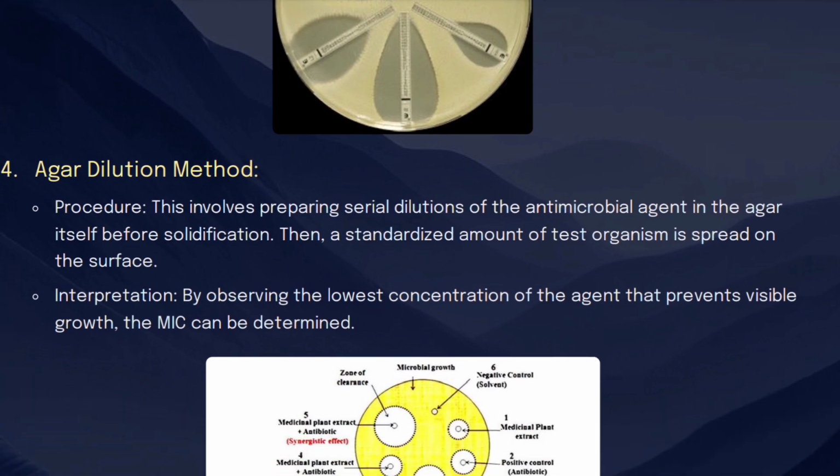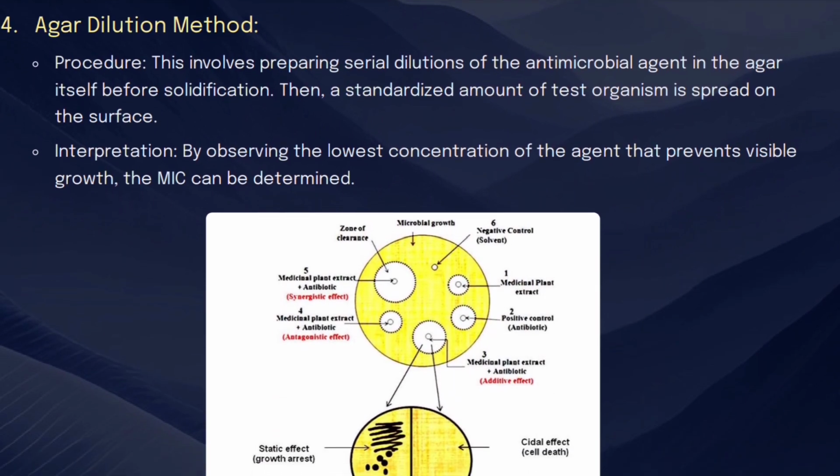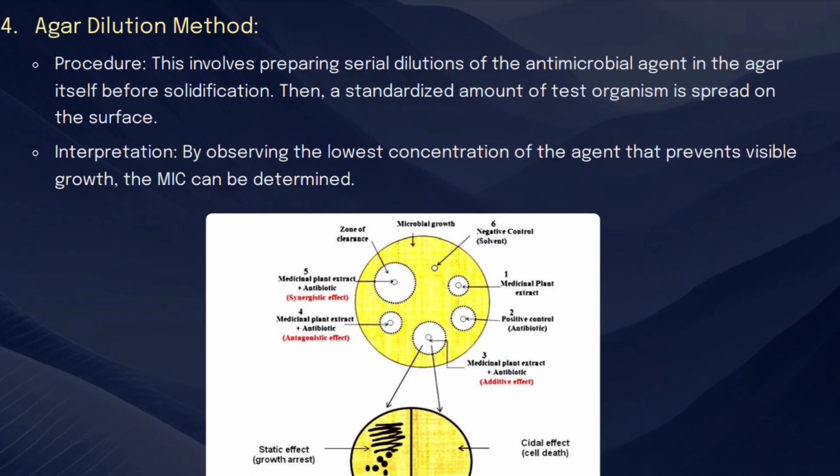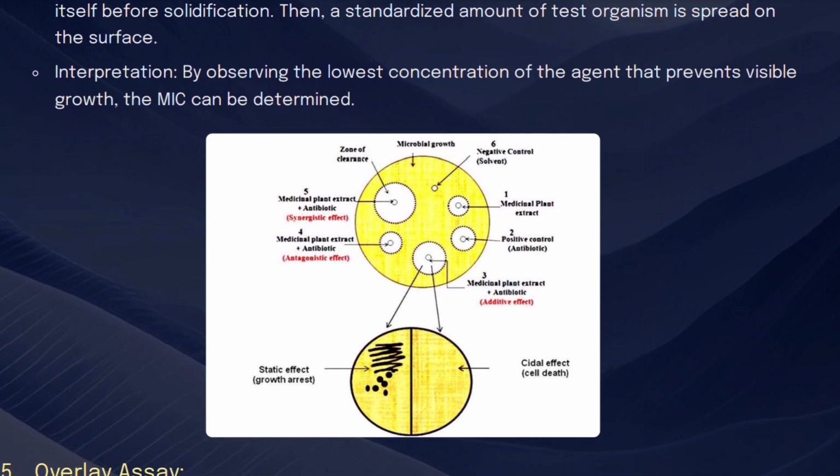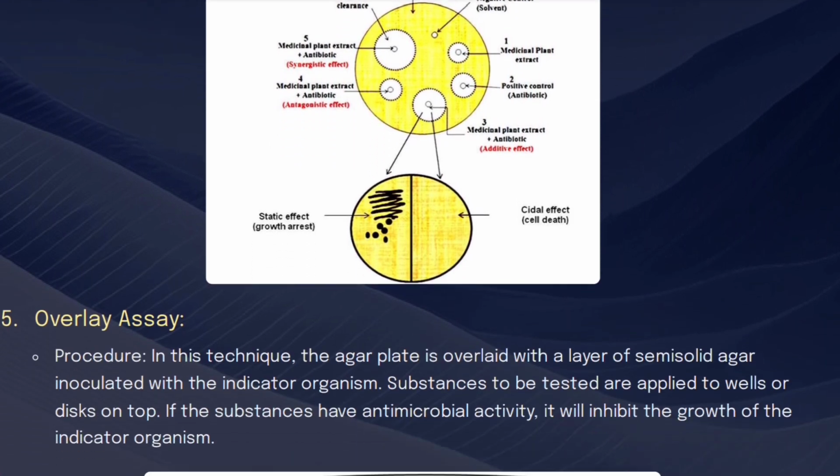4. Agar dilution method. Procedure. This involves preparing serial dilutions of the antimicrobial agent in the agar itself before solidification. Then, a standardized amount of test organism is spread on the surface. Interpretation. By observing the lowest concentration of the agent that prevents visible growth, the MIC can be determined.